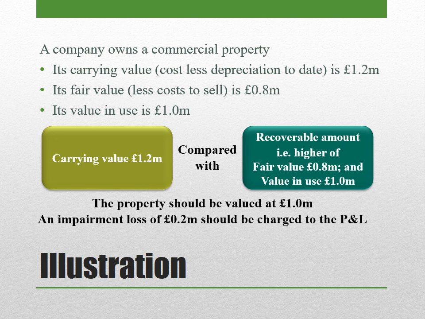The property should be valued at £1 million in the accounts, and this fall in value of 200,000 should be treated as an impairment loss, and it should be recorded as a cost in the statement of profit and loss.